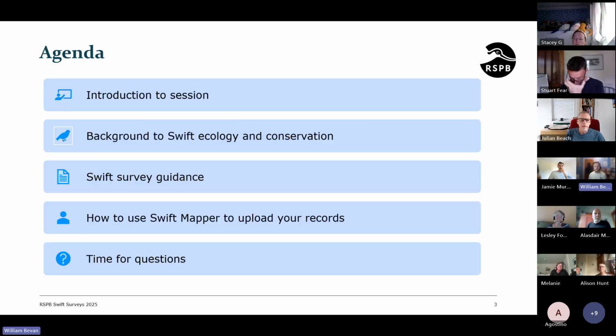So just a brief agenda for today. We're going to have a quick introduction to the session, and then we're going to go into a bit of background to Swift ecology and conservation. After that, we're going to talk a little bit about Swift surveys and how you can do them, and some guidance as to how to do them. And then lastly, we're going to talk about how to use Swift Mapper, which is a ready-made app for putting Swift records on, to upload the records from your surveys and your sightings. And then we'll have hopefully about 15 minutes for questions at the end as well.